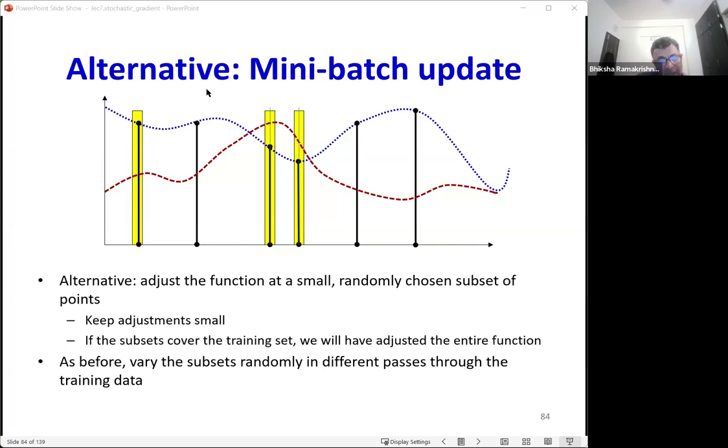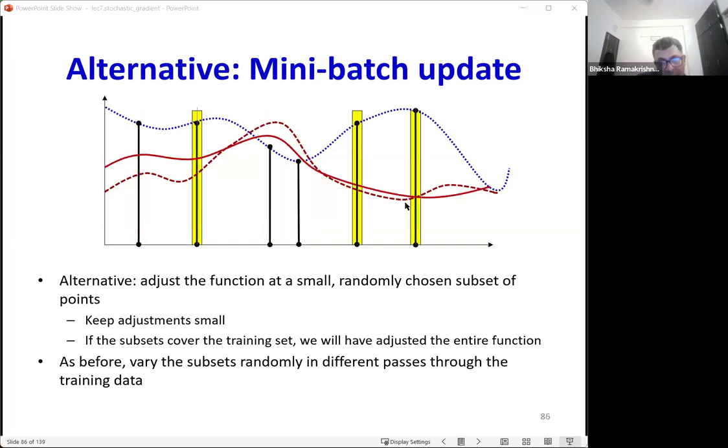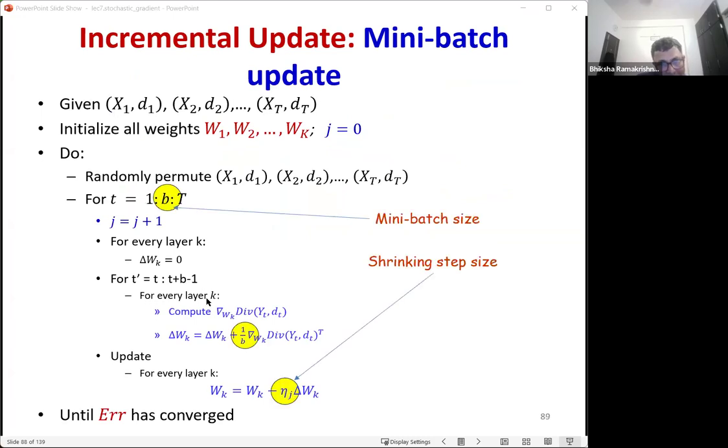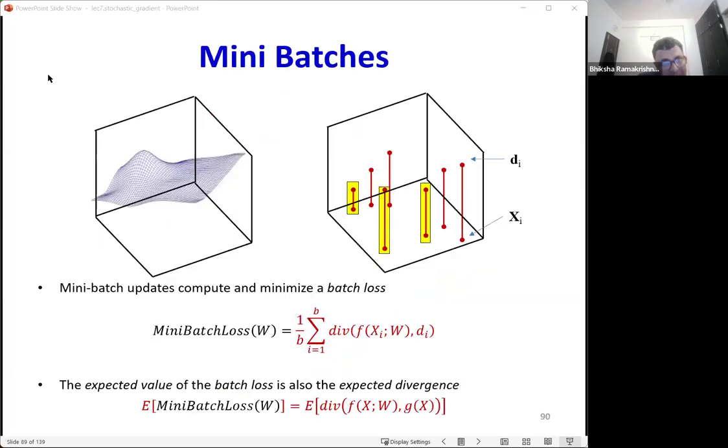So maybe in one update, you get these 3 samples, you make your corrections. Then the next time around, you pick a different set of 3 samples, you make your corrections, and so on. So in your pseudocode now, you actually choose batches of instances. You compute the average gradient over the batch, and that's what you use for correction, right?